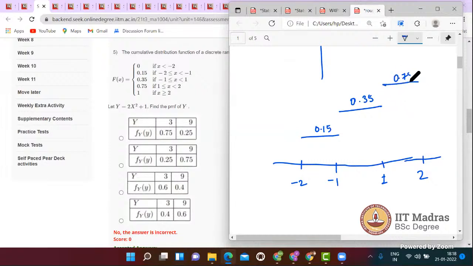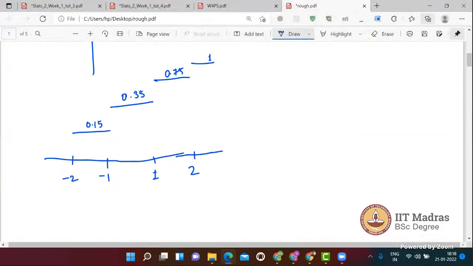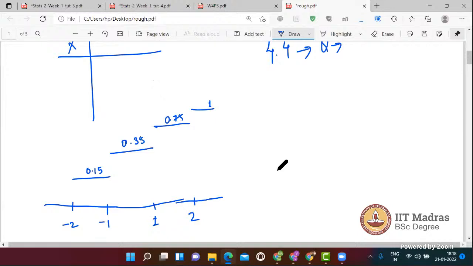Okay, and then after 2 it became 1. So you can see which are the values where there is a jump. So there is a jump at -2. So what are the values that x can take? So x can take -2, right? With probability what? 0.15 minus 0, that is 0.15.